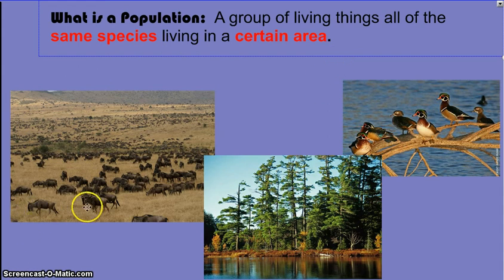So for instance, these animals right here in this picture are wildebeest on the plains of Africa. They're all the same species, and they're all in a certain area. This makes them all a population.